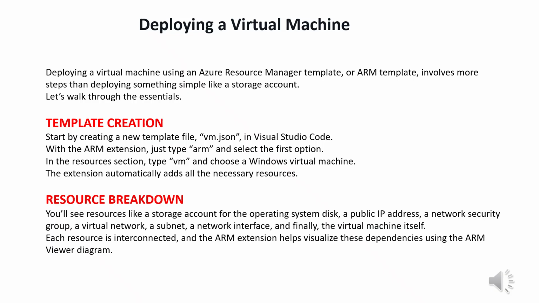The extension automatically adds all the necessary resources. You'll see resources like a storage account for the operating system disk, a public IP address, a network security group, a virtual network, a subnet, a network interface, and finally, the virtual machine itself. Each resource is interconnected, and the ARM extension helps visualize these dependencies using the ARM Viewer diagram.